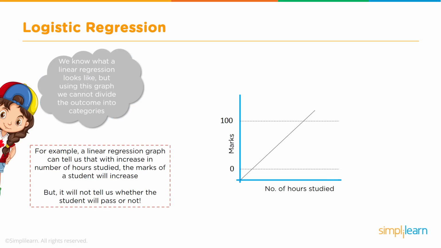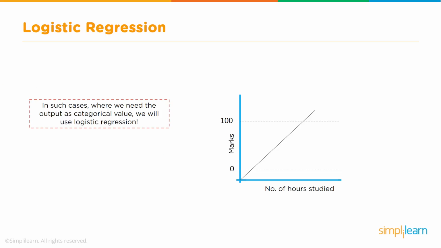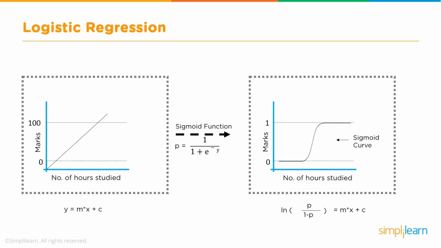For example, a linear regression graph can tell us that with an increase in number of hours studied, the marks of a student will increase, but it will not tell us whether the student will pass or not. In such cases where we need the output as a categorical value, we will use logistic regression. And for that, we're going to use the sigmoid function. So you can see here we have our marks, 0 to 100, and number of hours studied. That's going to be what they're comparing it to in this example.